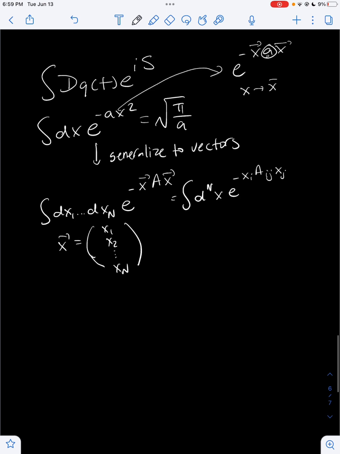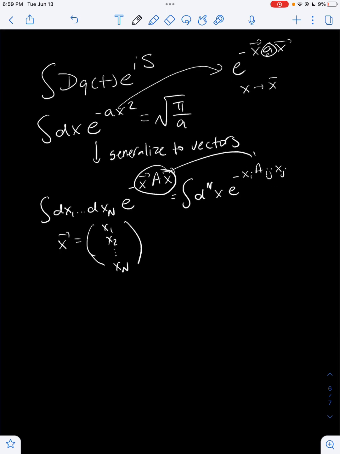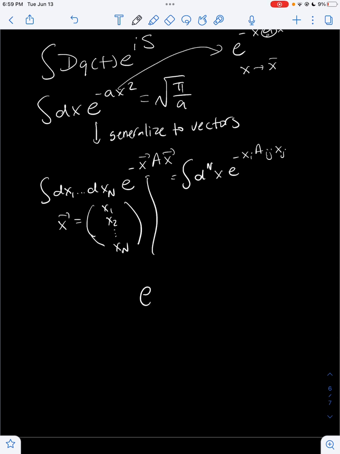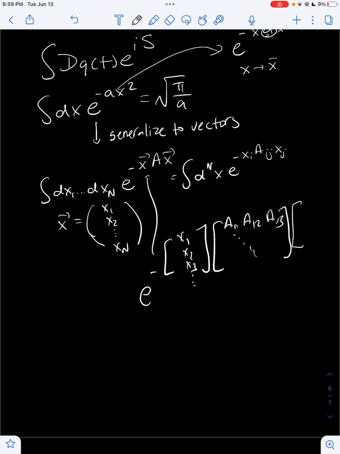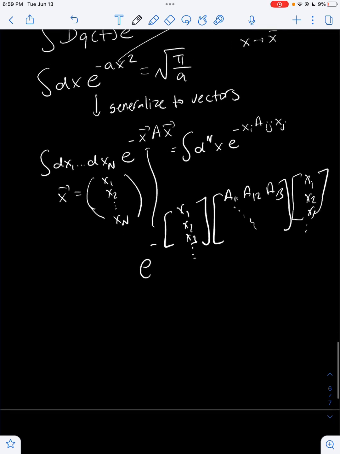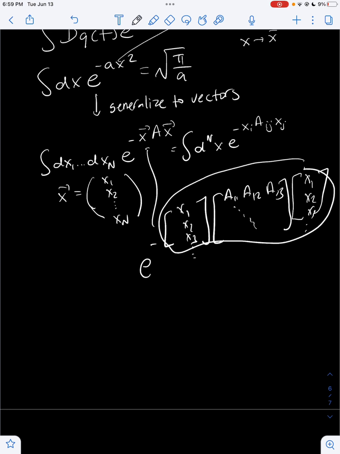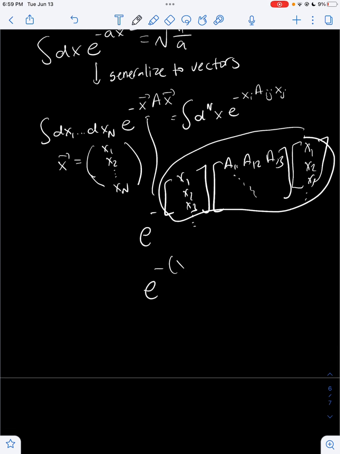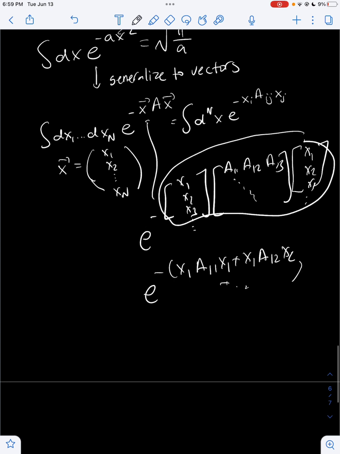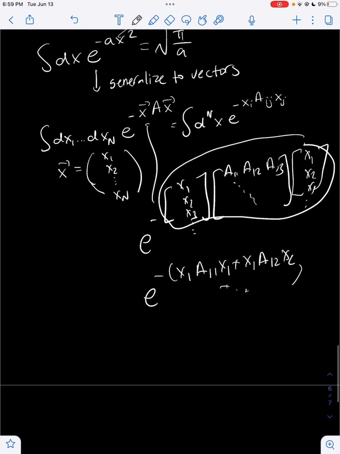Now, how do we get from this to this, you may ask? Well, just by noting that here we have e to the minus, then x1, x2, x3, dot dot dot, times a11, a12, a13, dot dot dot, right? And then times x1, x2, x3, dot dot dot. That's what this is saying right over here. And if we multiply all of this out, you're going to be left with e to the minus x1 a11 x1 plus x1 a12 x2, and so on. And we can write that in a more compact notation like this.